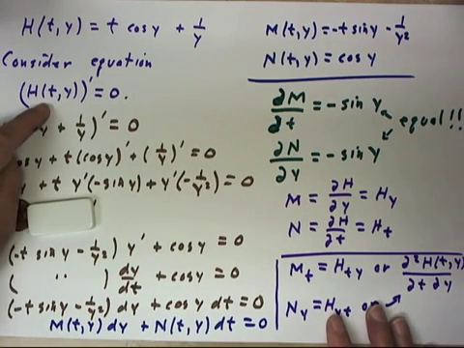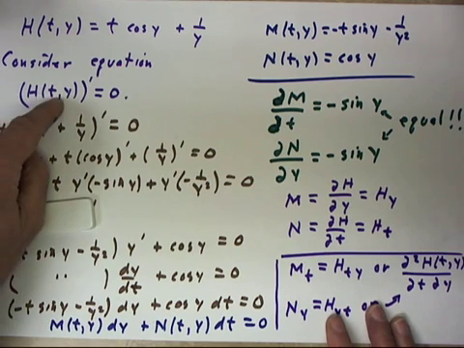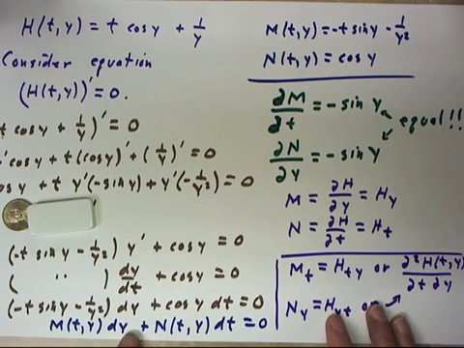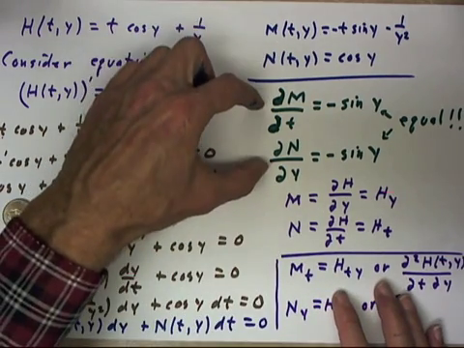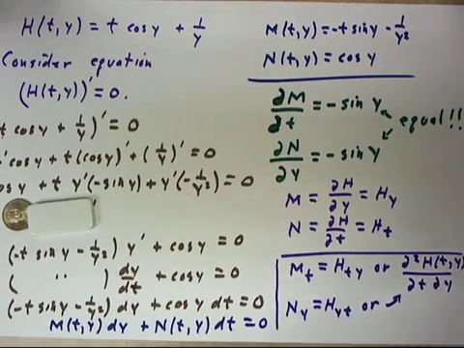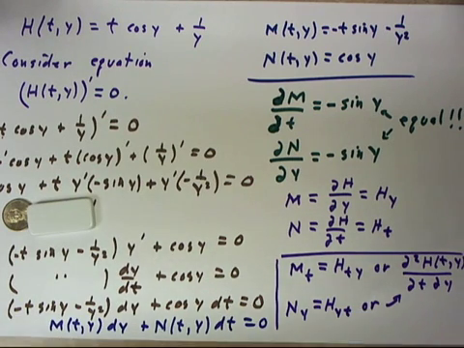At least we know that if this equation is of the form h of t,y prime equals 0, then m sub t and n sub y are going to come out the same as illustrated by what you see here. Is that an if and only if proposition? If this is true, does this have to be true? Turns out that within restrictions on the domain of the function and so forth, it's so.